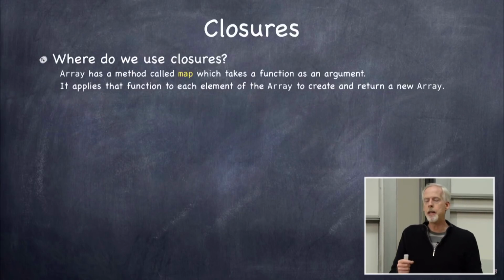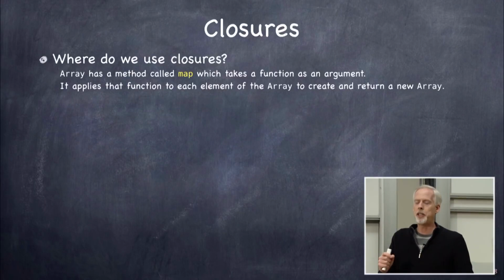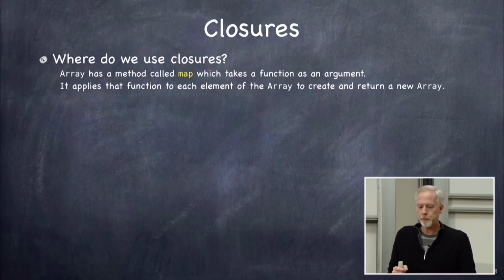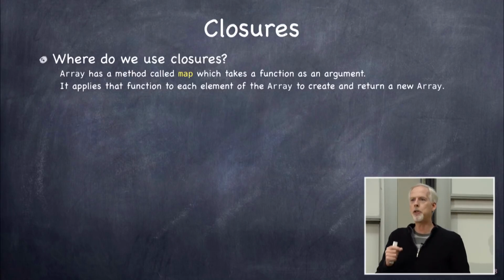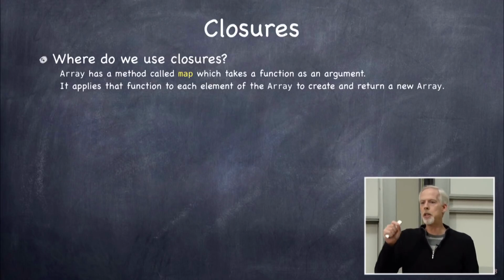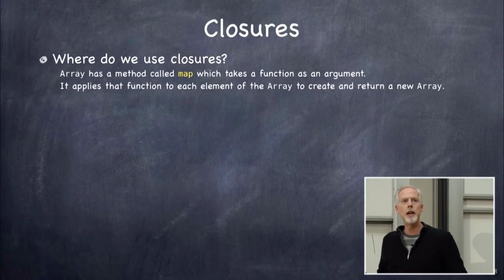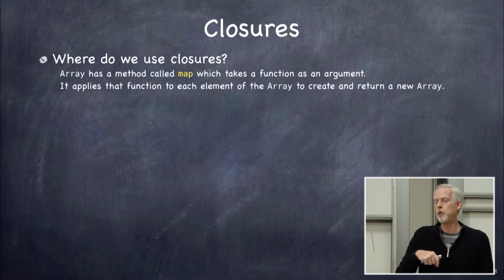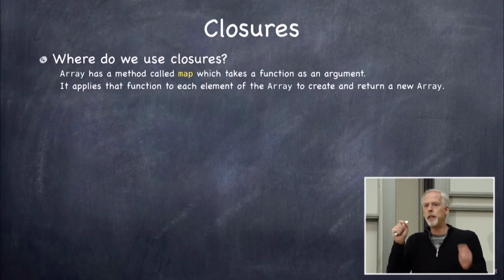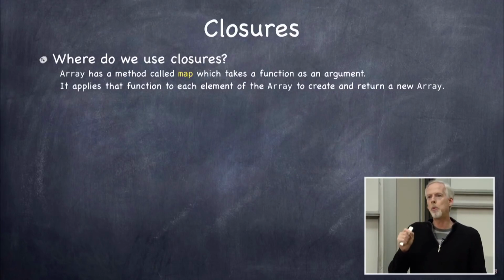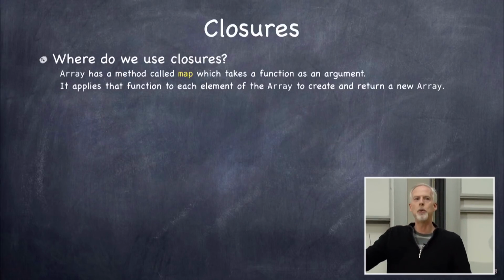So array, and actually it's collection. But anyway, array has a method called map. And what map does, it takes only one argument, a function, and it applies that function to every element in the array and creates a new array. Okay? So map returns a new array where every element in the array you send it to gets operated on by some function. In other words, it's a way to pass a function into an array and tell it to do it on every element. Okay, that's what map does.